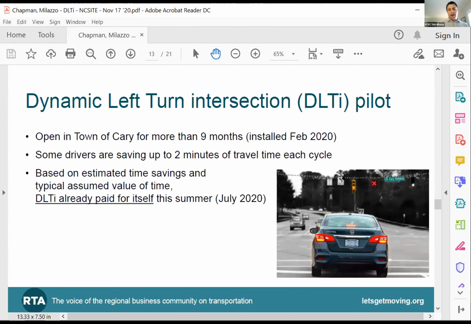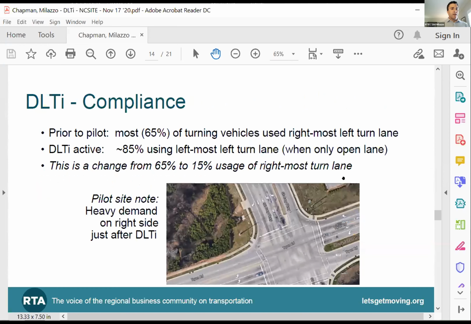A little more about the pilot. It has been open for more than 9 months, back since February of this year, a little over 9 months now. Some drivers are saving more than 2 minutes of travel time per cycle. Again, VHB has done some very good analysis, and they're finding some of that. In fact, their analysis showed that in terms of the typical assumed value of time and estimated time savings, the install cost has paid for itself, actually paid for itself back in July. So that's a positive sign for this. It is a low cost improvement.